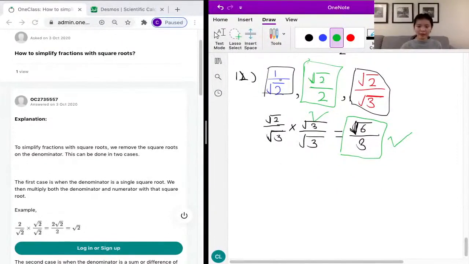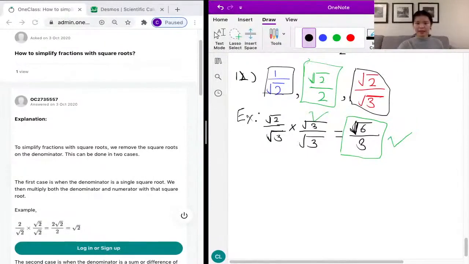So this is how we simplify fractions with square roots. First, identify which case the problem is. If it's the middle one, it's already at its simplest form, and you don't need to do more simplification. If it's the left one or the right one, then you need to do more simplification to move the square root from the bottom of the fraction to the top of the fraction, like we just did in this example. Okay, so this is how we simplify fractions with square roots.